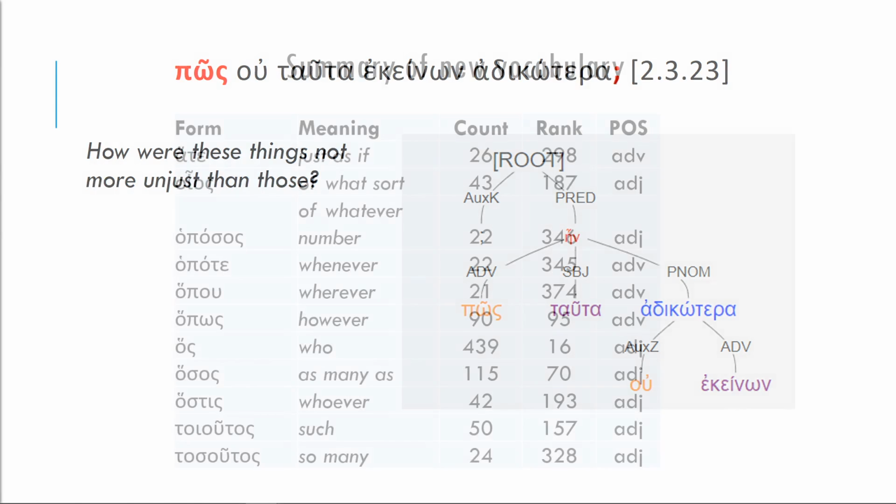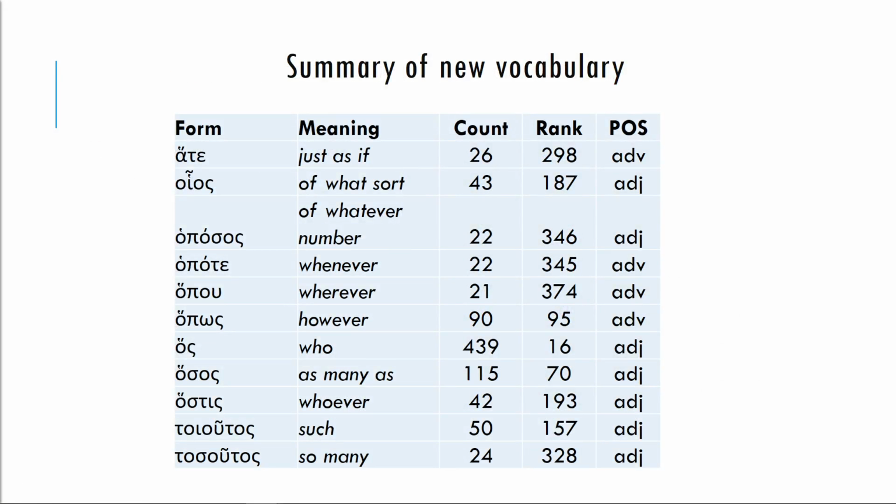So we have some new vocabulary. The most commonly occurring forms, just as if or when, I should have when up there. These are all words you see quite a lot, often in the same sentence. So such a kind, of what kind, so many, how many. We'll see that in relative clauses all the time.